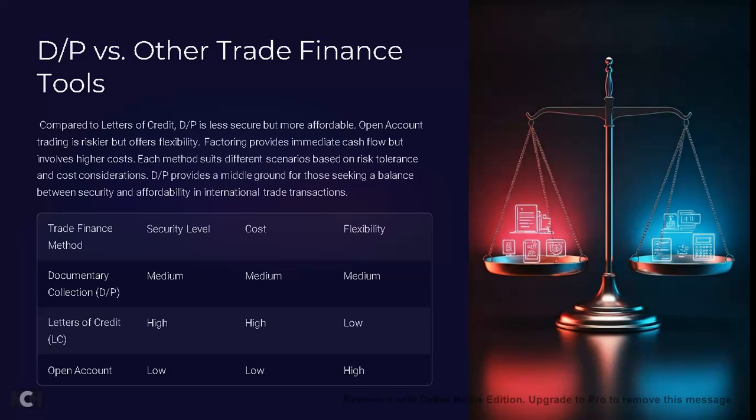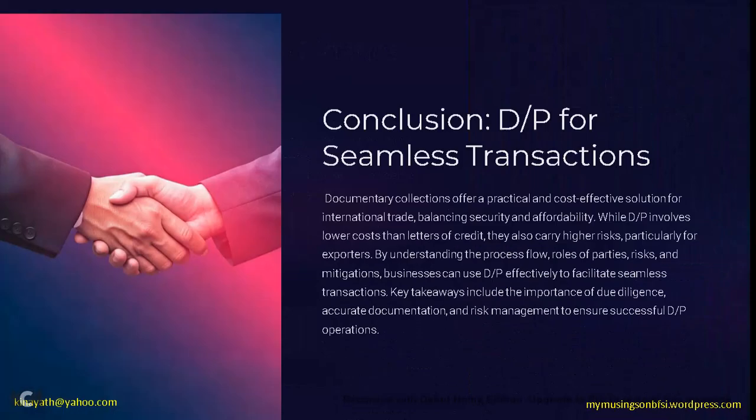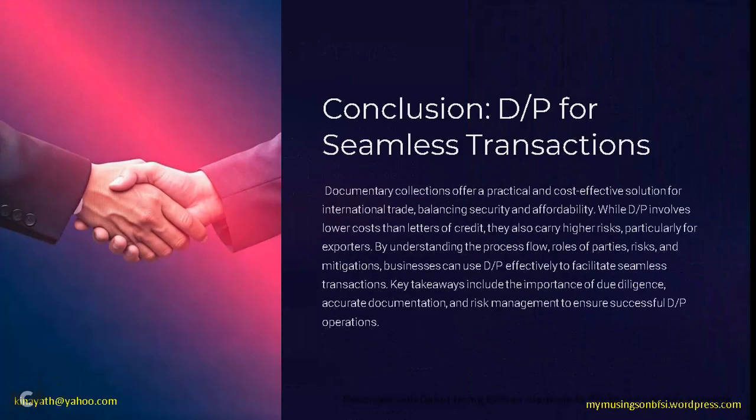And if you are looking for a lot of flexibility, you will go for open account, but it will have the least security. So this is the comparison of various payment methods vis-a-vis documentary collection DP. So to conclude, DP offers a practical and cost-effective solution, balancing security and affordability, that is, lower cost compared to letter of credit, higher security compared to open account. And by understanding this process flow, the parties can manage the risk and mitigate the issues that they may face by calling for certain conditions or documents, and effectively facilitate seamless transactions.